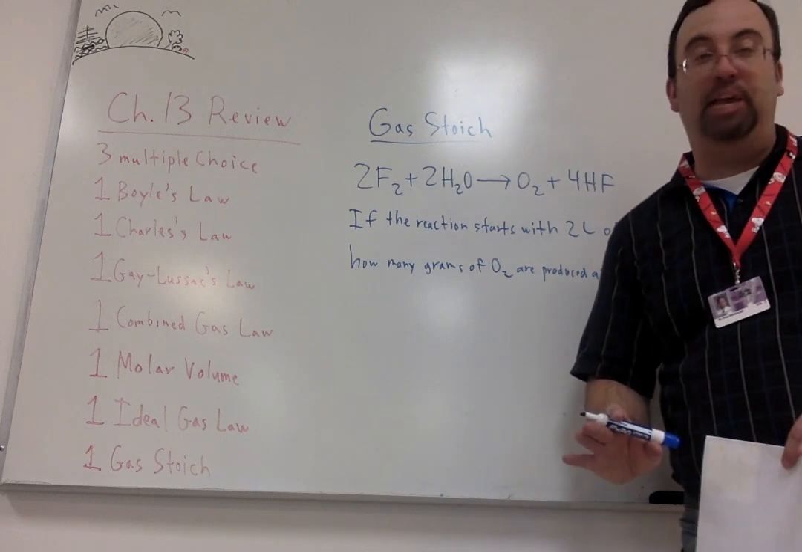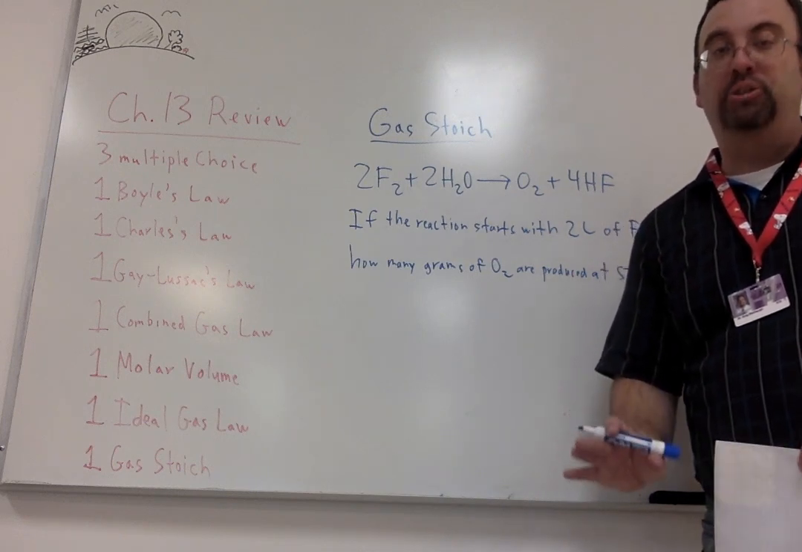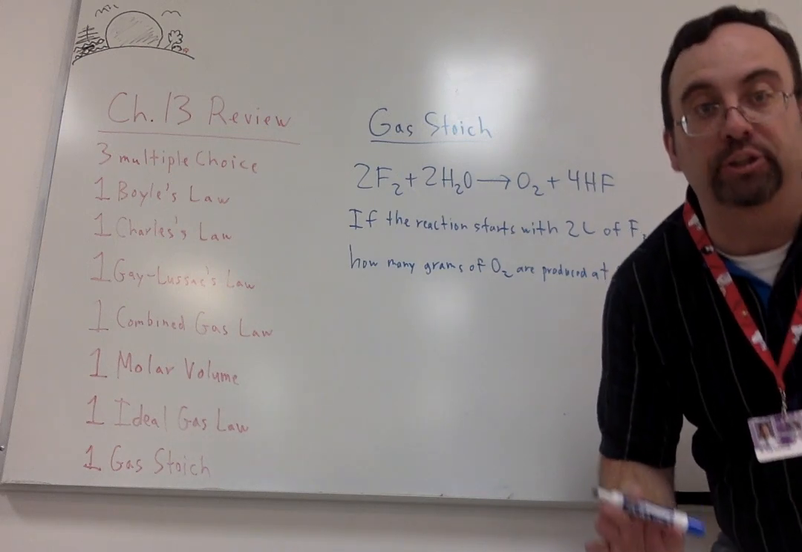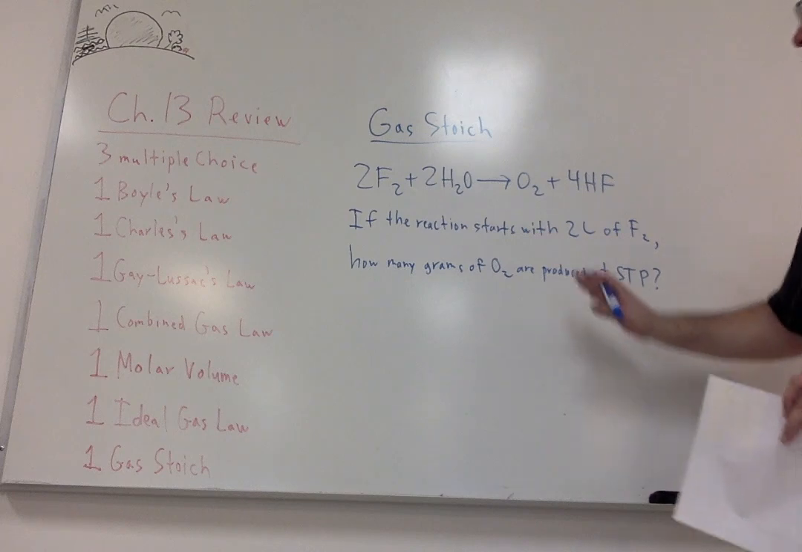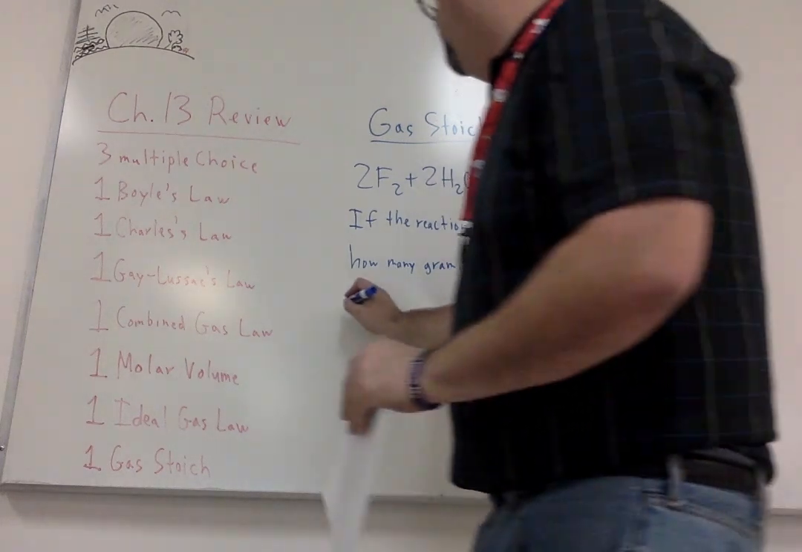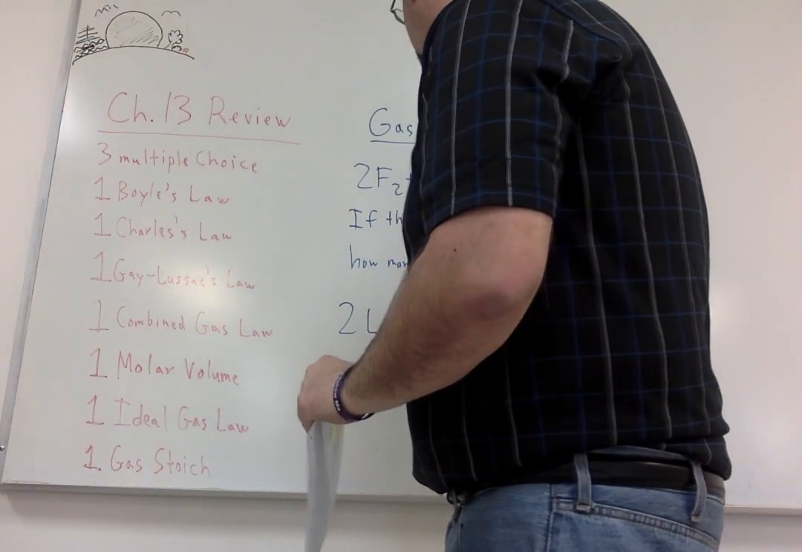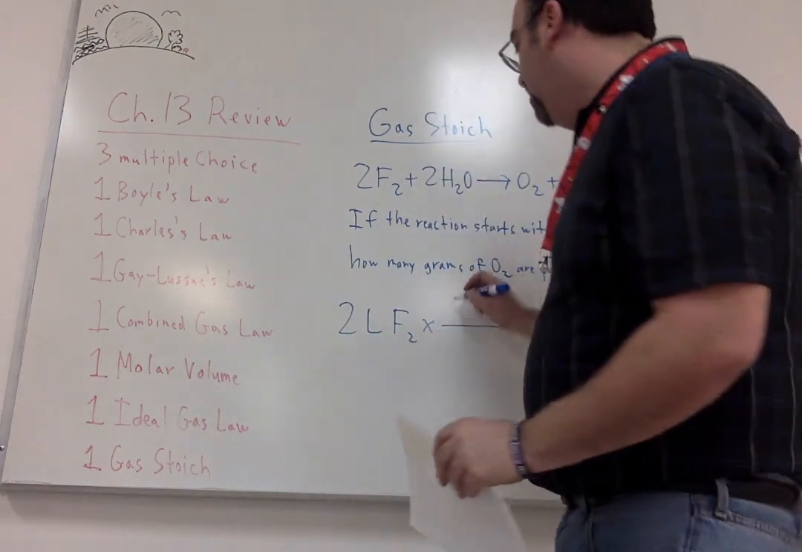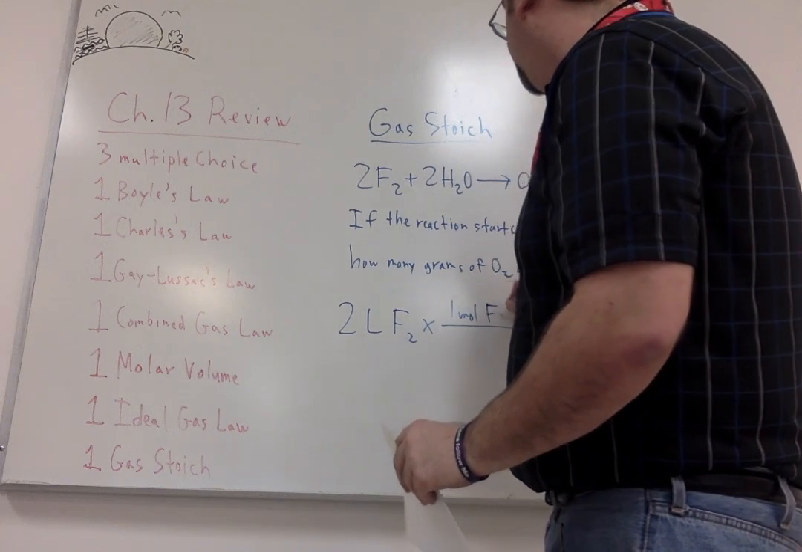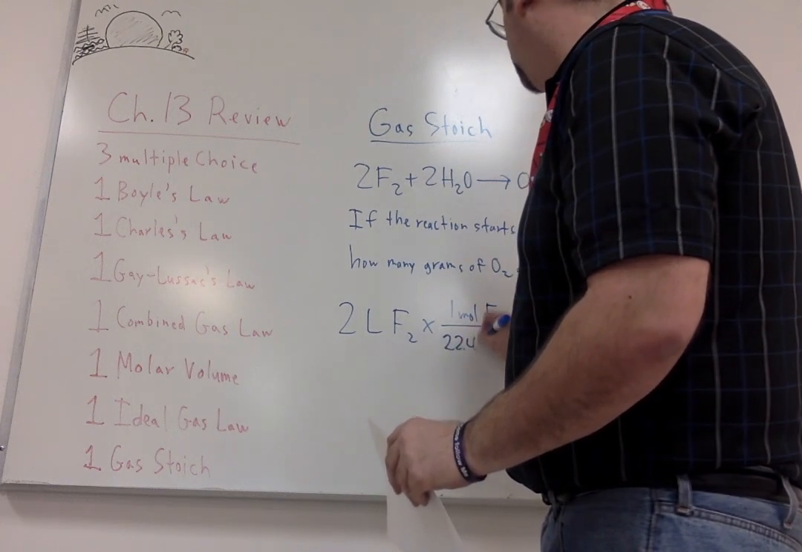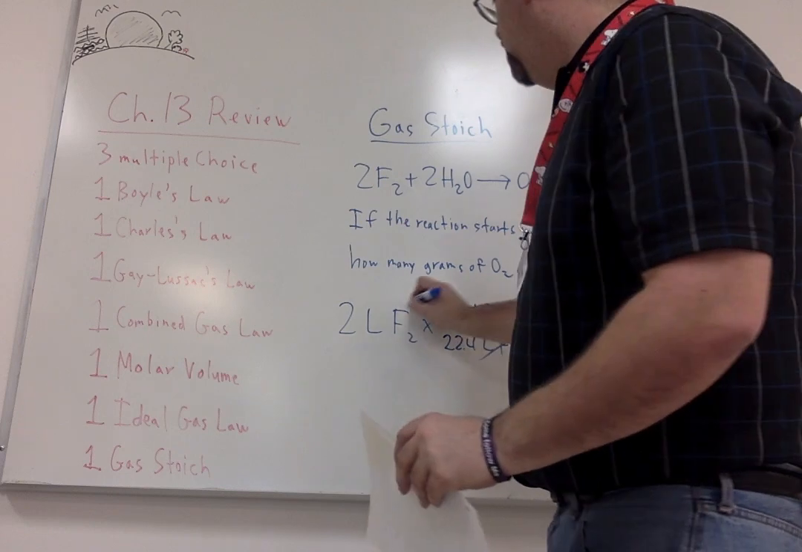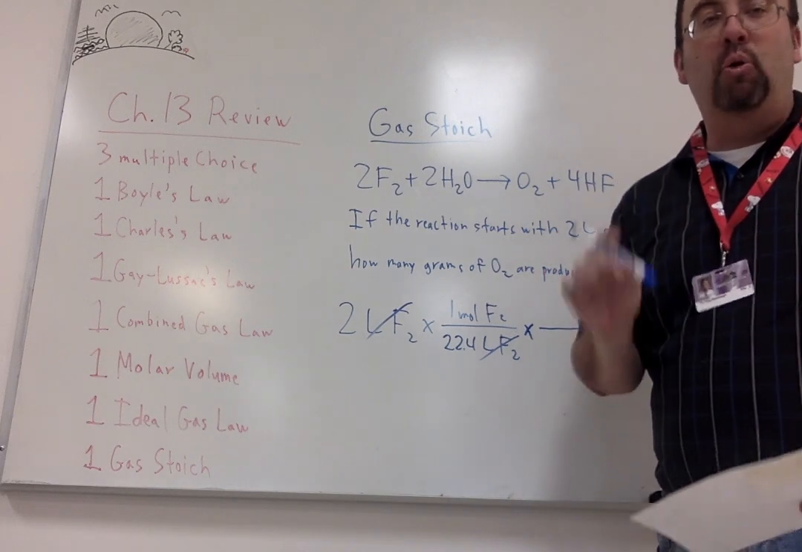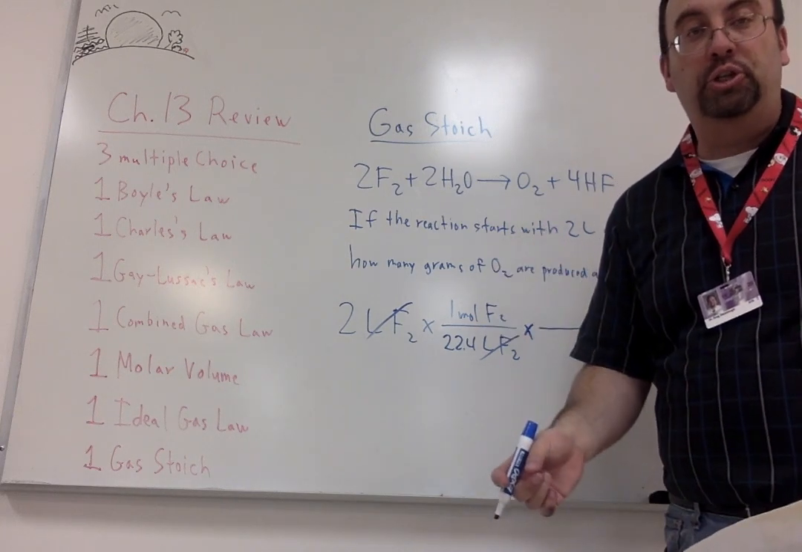So remember again, just like before, the first step in most stoichiometry problems is to look for the mole. And so we're going to go ahead and use that as our first step. We have 2 liters of F2. Because this is under standard temperature and pressure, we know that a mole of F2 is going to take up 22.4 liters. Units cancel out.